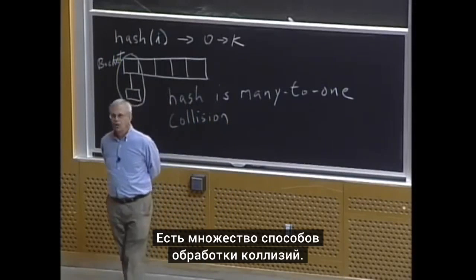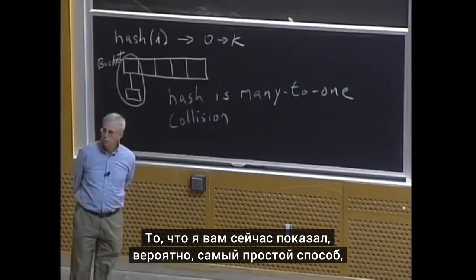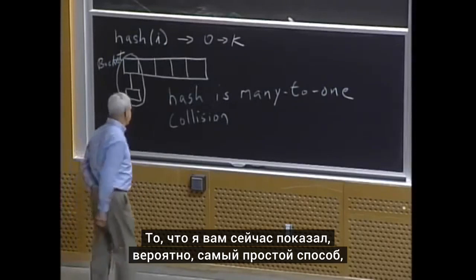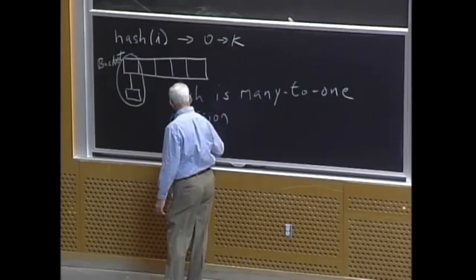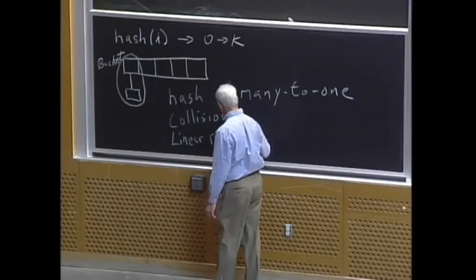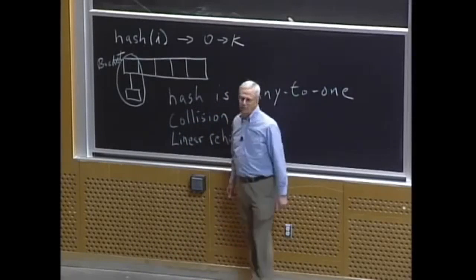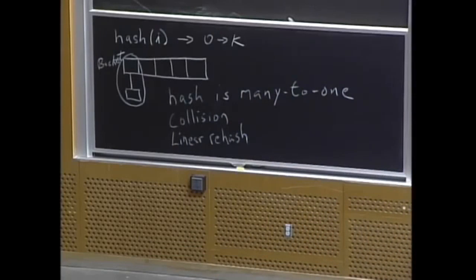There are lots of different ways to handle collisions. What I've shown you here is probably the simplest way, which is called linear rehashing. I'm not actually rehashing. I'm just keeping a list. Does that make sense?